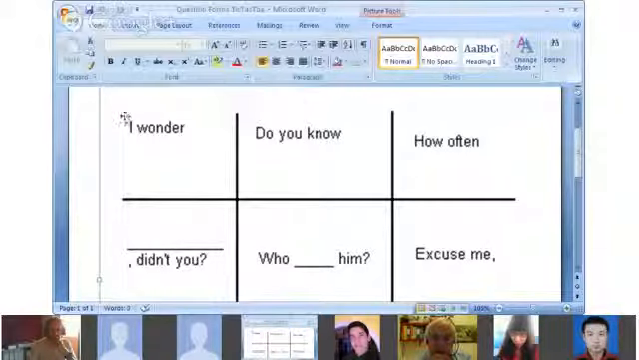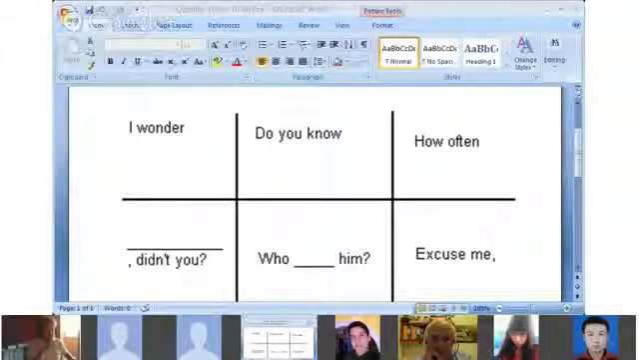Okay, so in our first box here on our upper left, because that's how we read English, from the upper left and across, Wenlu, I want you to form a question with "I wonder." Okay? Wenlu? Go ahead. I wonder if you are a teacher. You wonder if I am a teacher.